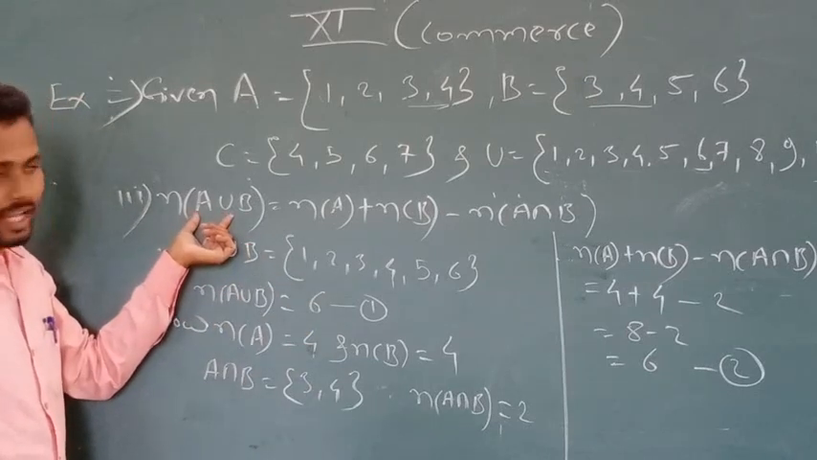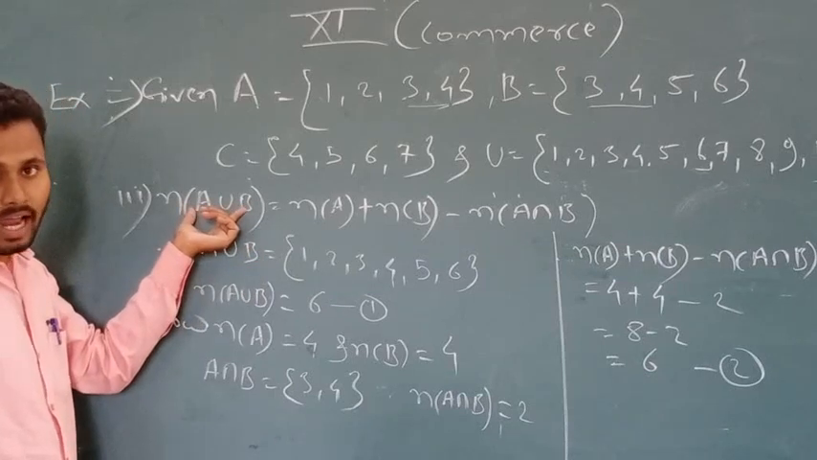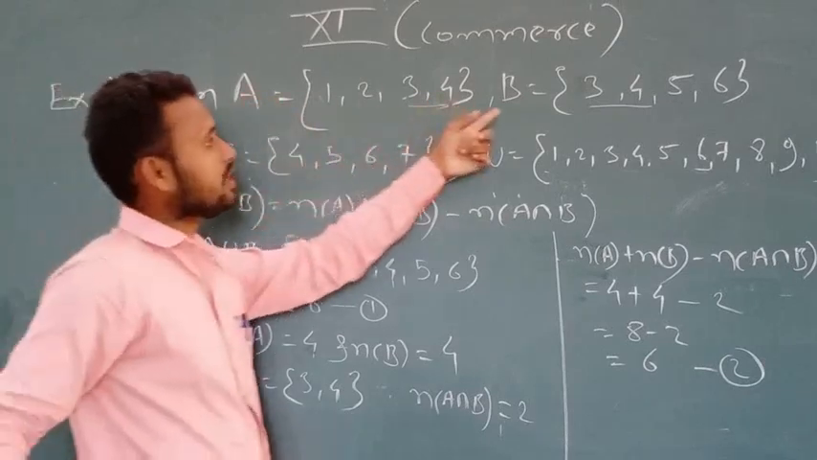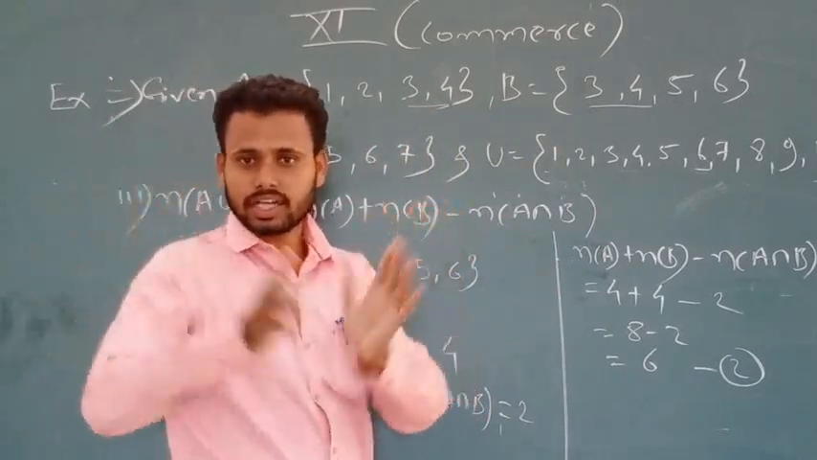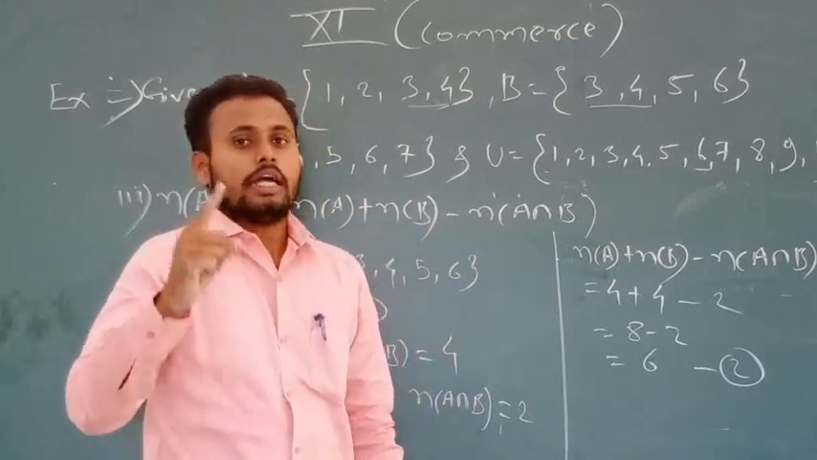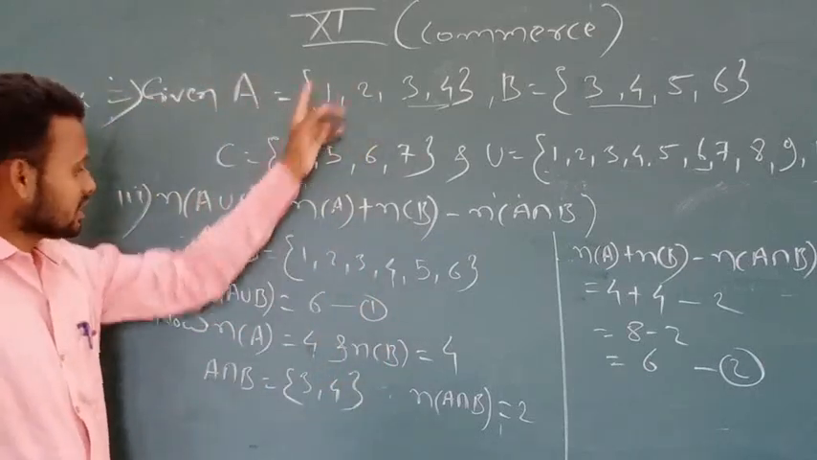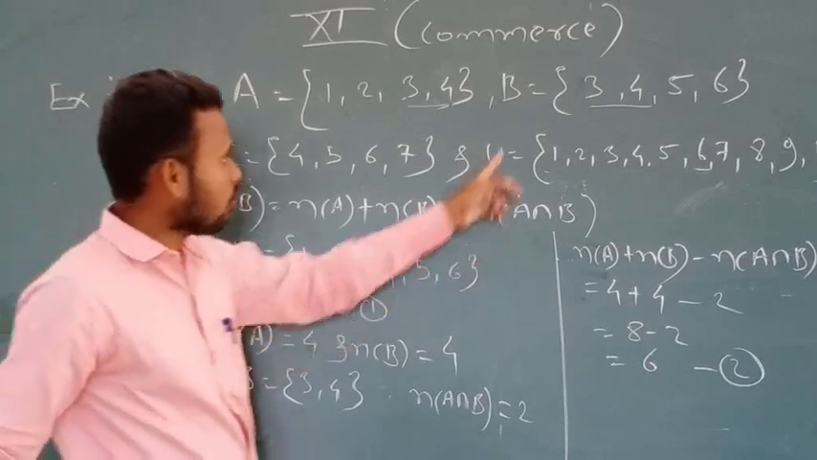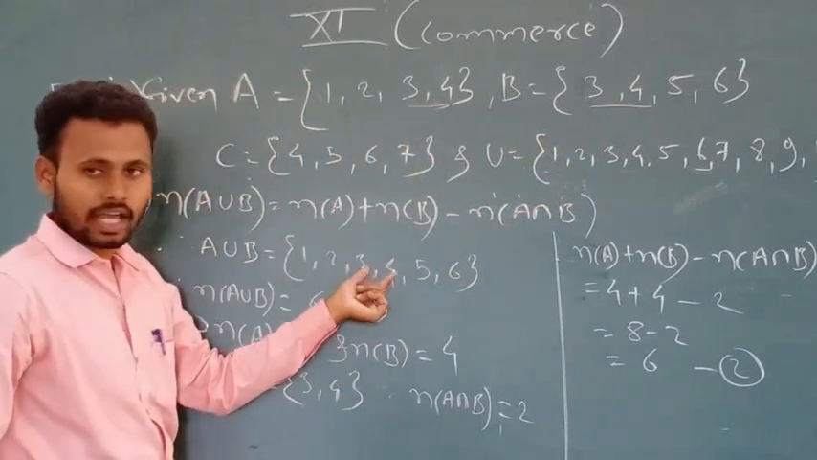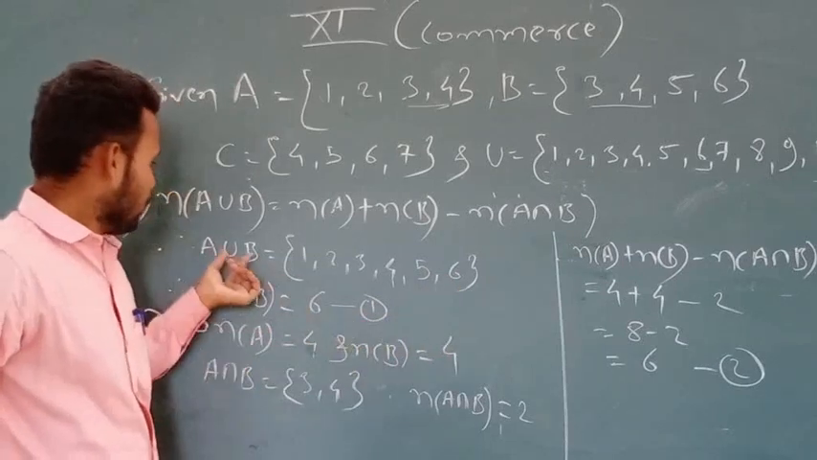Now n of A union with B means the number of elements inside A union with B. First we find the value of A union with B. Union means we collect the elements of both sets, but if elements repeat, we write them only once, not twice. So for A union with B, we first write set A as it is: 1, 2, 3, 4. Now the elements of set B: 3 and 4 are already written, so there is no need to write them again. What remains is 5 and 6, so we write only 5 and 6. We get A union with B.